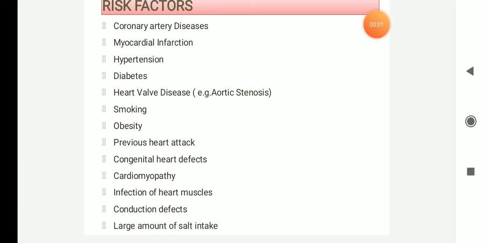Good morning, dear friends. In yesterday's lecture, we saw the definition of congestive heart failure, on which basis heart failure is classified, and which drugs are used in the treatment of congestive heart failure. Now, in today's lecture, we are going to explain the risk factors, signs and symptoms, how heart failure is diagnosed, and also the compensatory mechanisms.